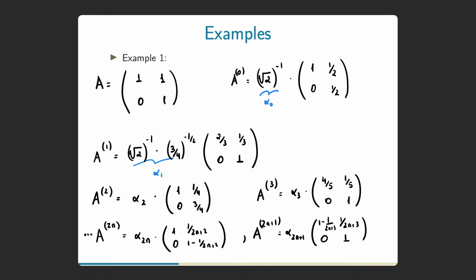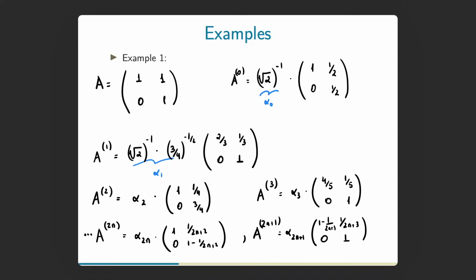Now this matrix is column normalized, but it's not row normalized, so we need to keep going. My A1 is again going to be some scalar, but now I make the row sums 1. What are my row sums here? This one is 3/2, so I have to divide by 3/2, multiplying by 2/3. So this is 2/3, 1/3, and this becomes 0, 1. Then I multiply by some scalar, alpha 1. Does that make sense? And then if I keep going, what happens?